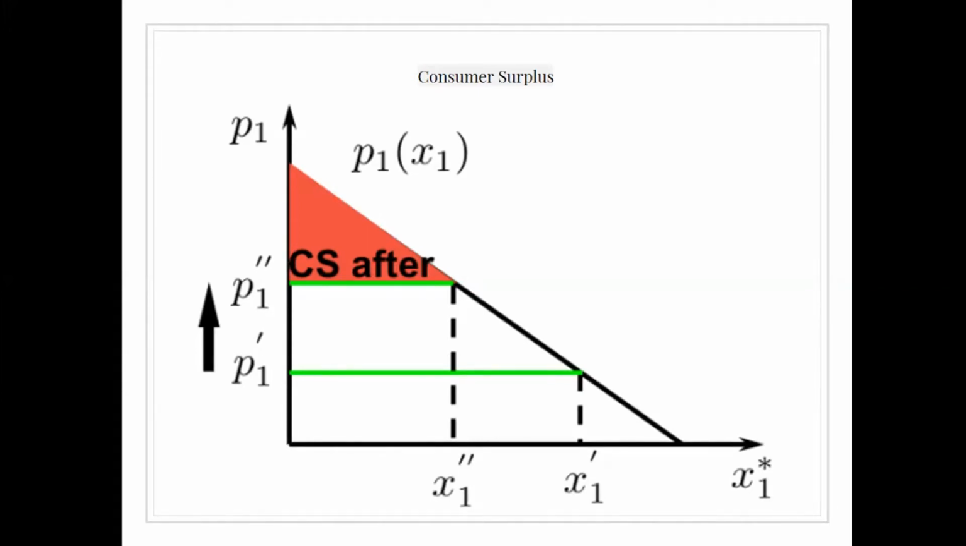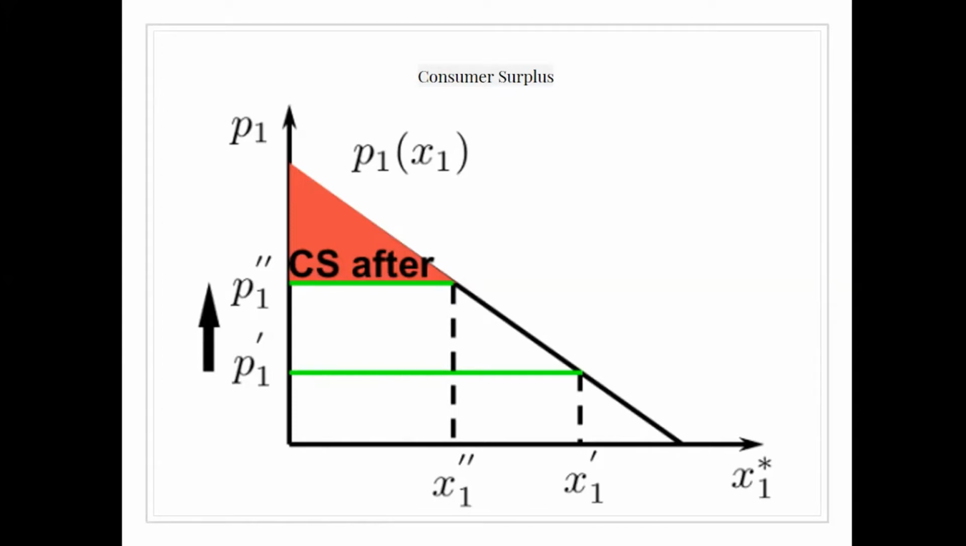Imagine that instead of P1 prime and P1 double prime, you literally place numbers. Let's say P1 prime is 5 and P1 double prime is 10 pesos. And X1 prime was, for simplicity of the calculations, 10 units, and now X1 double prime is 5 units. So you've passed from buying 10 units to 5 units, and if we actually calculate the size of the consumer surplus, we can see that it is a smaller triangle.